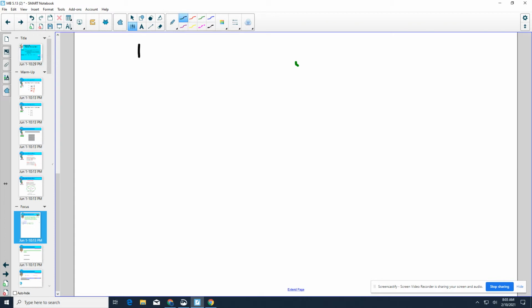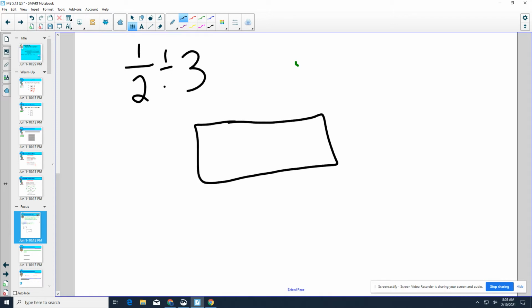Okay, hopefully you've had a chance to try to divide 1/2 into 3 equal parts. So I'm going to draw a picture. And again, I know this doesn't look like a rope because it's a rectangle, but I'm going to split it in half, and I'm going to shade half of that in, because I know I'm only working with 1/2 of a meter.